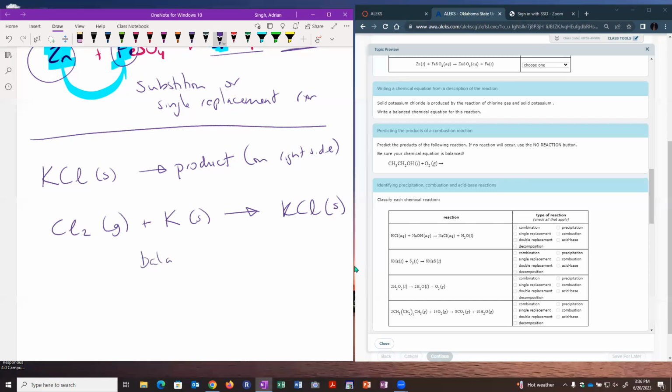We need to balance this, right? So we have 2 chlorines on the left. We need to put a 2 in front of the KCl. So we have our 2 chlorines. We've now made 2 potassiums. We need a 2 in front of the potassium. And that's our balanced equation.